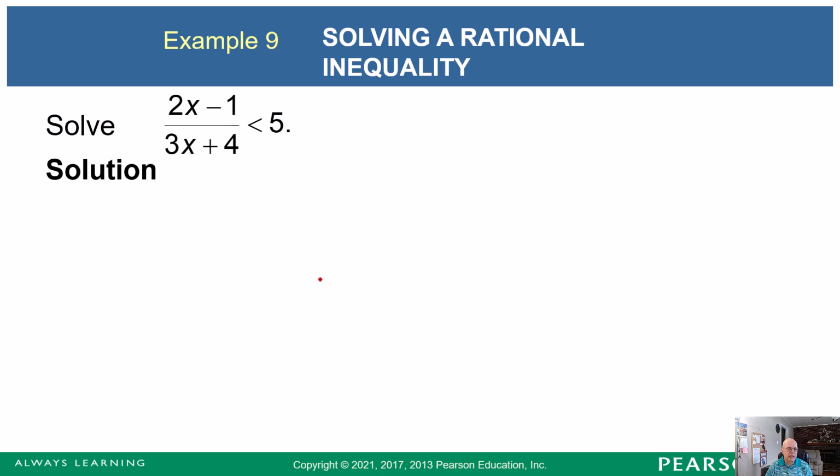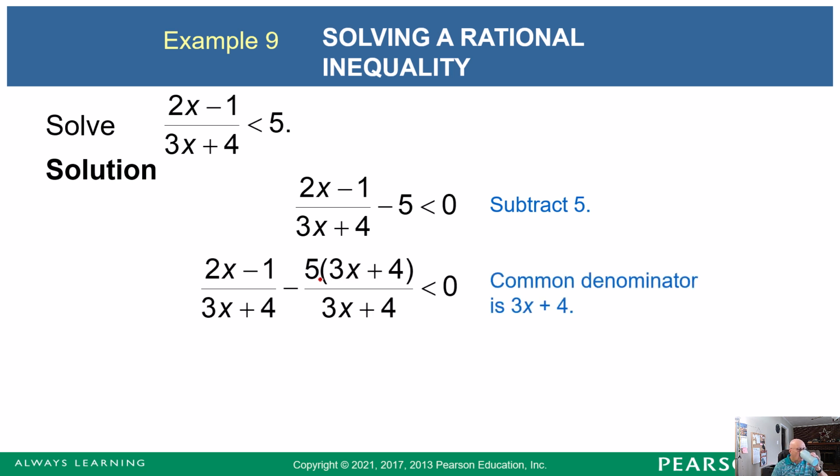So let's solve a rational inequality. We want 0, so we'll subtract 5 from both sides. We need a common denominator so we can add those two together. We certainly can't add these expressions together as they are. So you multiply that 5 times 3x plus 4 over 3x plus 4. There and there. Remember, this is just multiplying 5 by 1 in an exotic form.